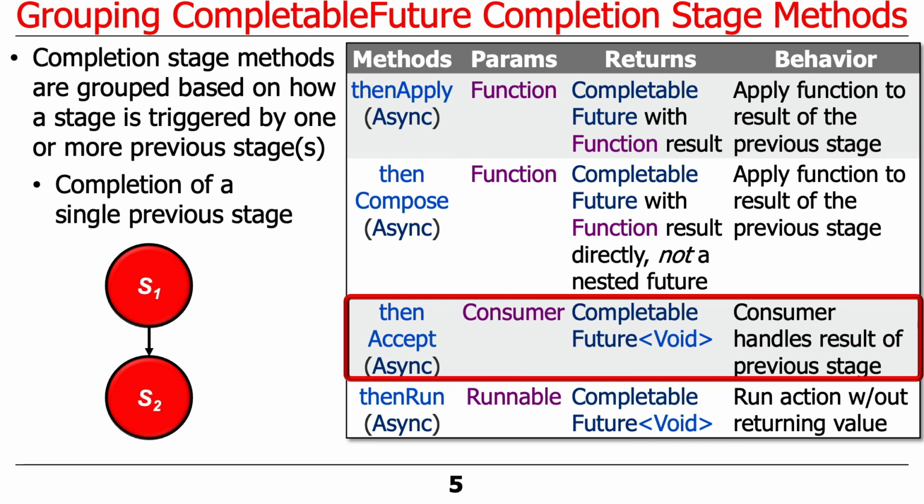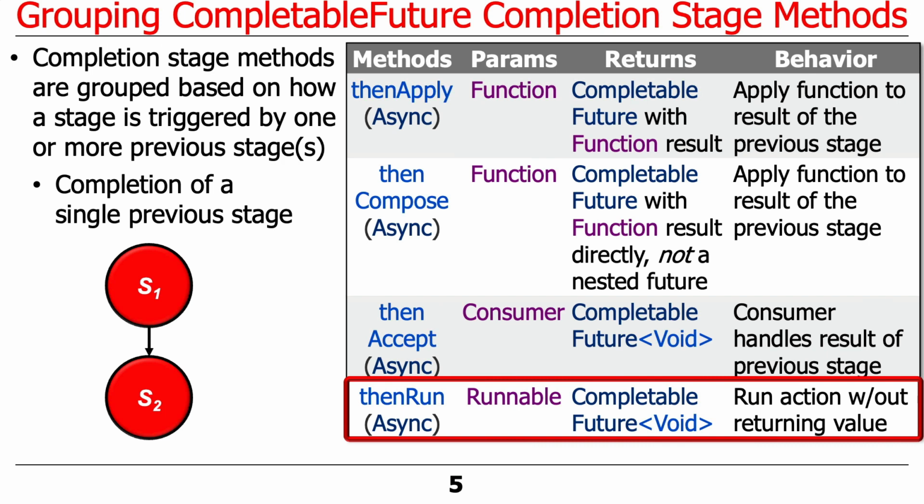thenAccept is similar to thenApply, the main difference being that it takes a consumer and it returns a completable future of void. And what that means is there's no return value. So you can wait on it, you can join on it, but it doesn't give you a result. It just does something with a side effect. And the consumer handles the result of the previous stage. And then there's something called thenRun, which doesn't return a value either, and it just runs an action without returning a value.